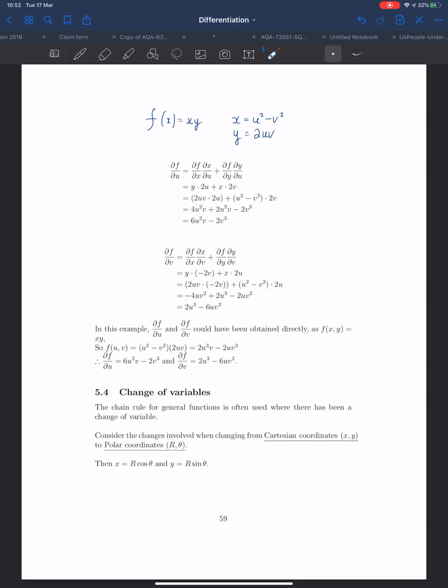Using the rule that we've just talked about, df/du is df/dx dx/du plus df/dy dy/du. So df/dx is y, because y is a constant times x, which differentiates to the constant. And then dx/du, well, v is a constant, so that's zero, so it's 2u. And then df/dy is x here, and dy/du is 2v. So we end up with y times 2u. So y is 2uv and 2u there. And x is u squared minus v squared from up there, and then times 2v. So this is 4u squared v plus 2u squared v minus 2v cubed when you expand those brackets. And they combine together: 6u squared v minus 2v cubed.